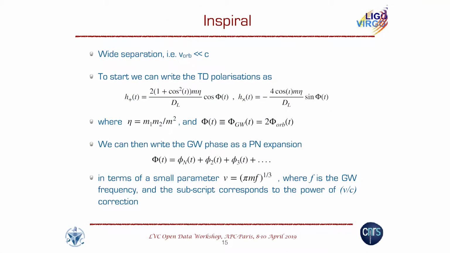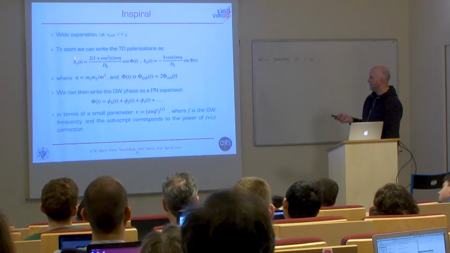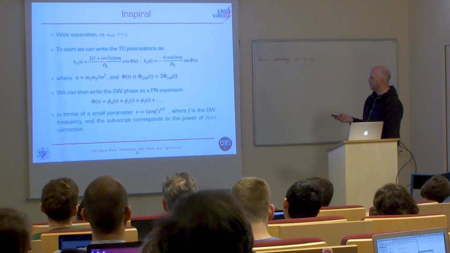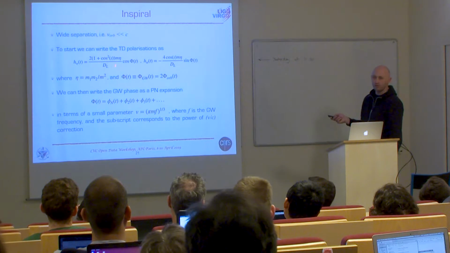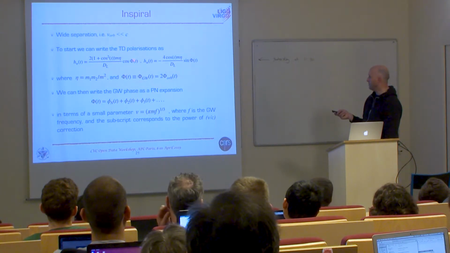So in the in-spiral, we assume that the orbital velocity is much, much less than the speed of light. So these are kind of slow motion orbits. We can write the two polarizations in the time domain as an amplitude times the cosine or sine of a phase. I want to just bring your attention to the fact that the amplitudes of the polarizations are inversely proportional to the luminosity distance. And we define a gravitational wave phase here, which is twice the orbital phase.